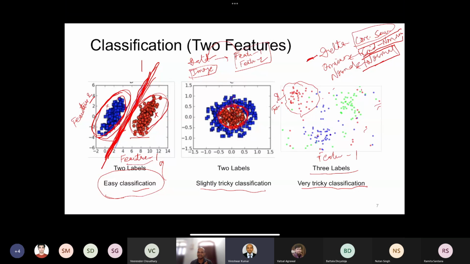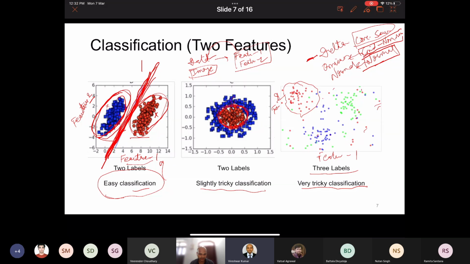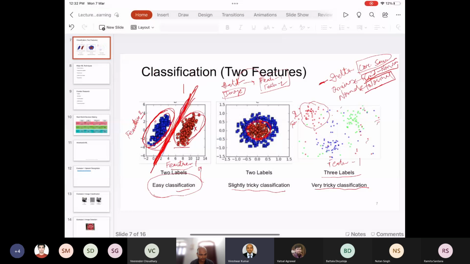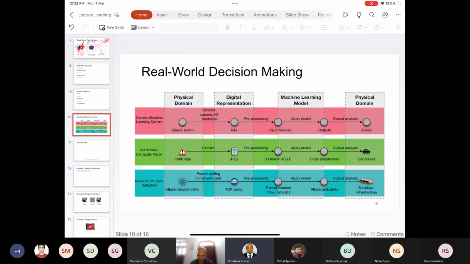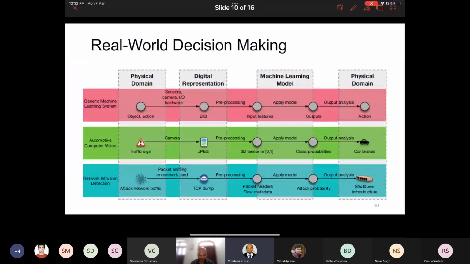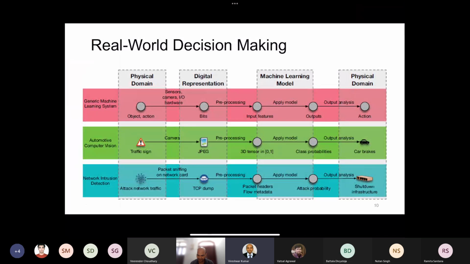Let me try to give you a concrete example. So what is a feature? Let me show you this slide.